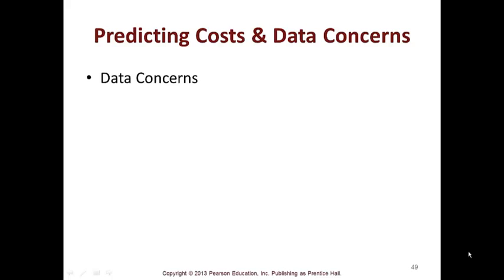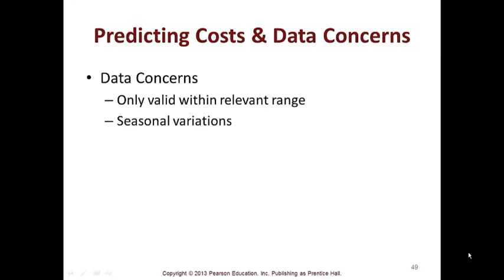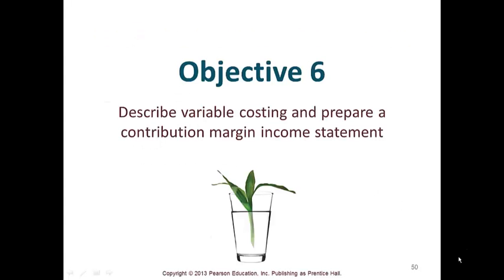Predicting costs and data concerns. Data is only valid within a relevant range. There could be seasonal variations. You could have inflation. You could have outliers, which are abnormal data points. So those are things that you need to keep in mind. No math equation is ever perfect. It's a basis.